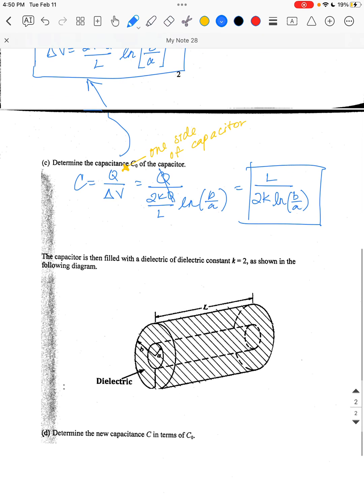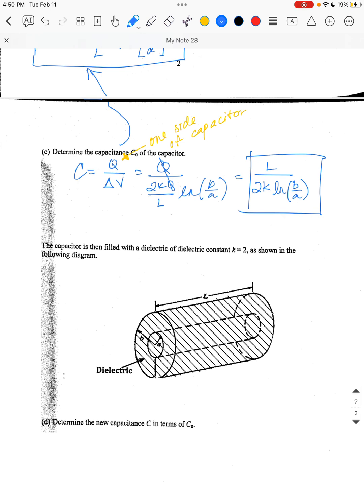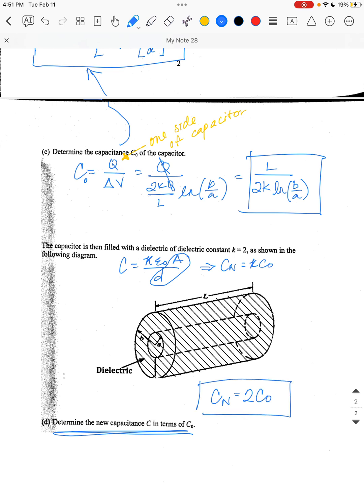Last but not least, we did this in our warm-up also. If I put a dielectric into this capacitor, the equation for capacitance is kappa, so that's my fancy kappa symbol, epsilon naught A over distance. The area and the distance are not changing. So really, my new capacitance is going to be kappa times my original capacitance, and that's what I got for C. There really isn't much to it. I need to write my new capacitance in terms of C naught, and my kappa value, my dielectric constant, is 2. So this is your final answer. Easy peasy.